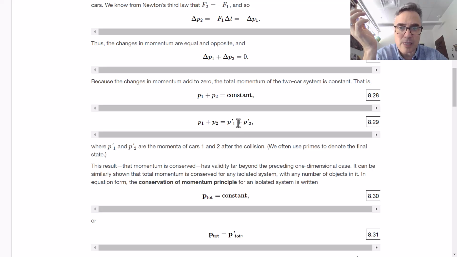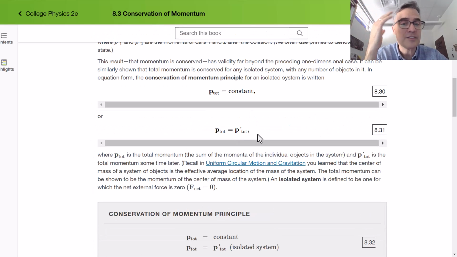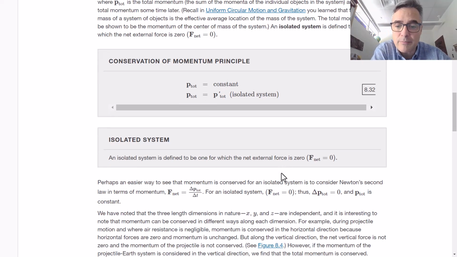Here, instead of using finals and initials, they use P1, P2 as the initial, and then P1 prime and P2 prime as the final. We often use primes to denote the final state. P total initial is P total final. You can see that's pretty similar to E initial equals E final, conservation of energy from back in chapter 7. An isolated system is defined to be one for which the net external force is zero or negligible for some reason. In that case, for that system, if there's no external force, the momentum is conserved.